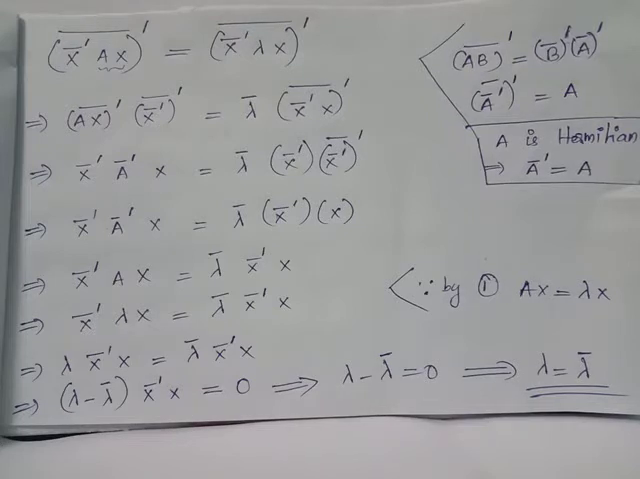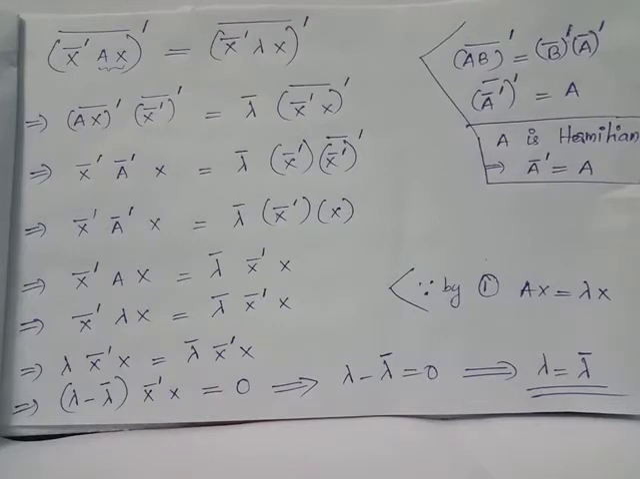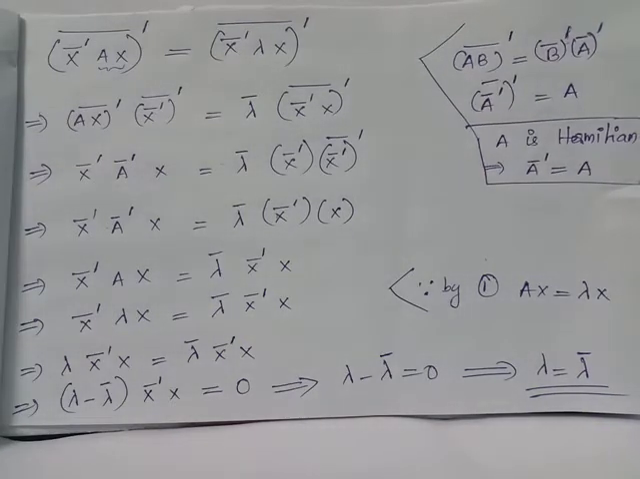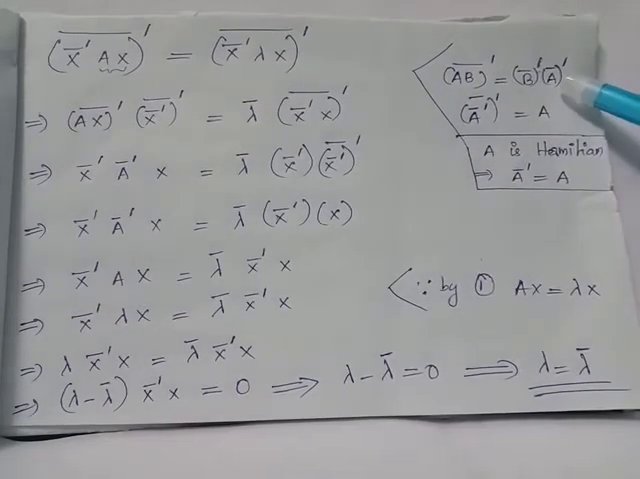We have studied reversal law for inverse of product of matrix, transpose of product of matrix, and adjoint of product of matrix. We studied that (AB) the whole inverse equals B inverse into A inverse. (AB) the whole transpose equals B transpose into A transpose. Adjoint of AB equals adjoint of B into adjoint of A. Similar reversal law applies for conjugate transpose operation as well. We have (AB) the whole conjugate transpose equals B conjugate transpose into A conjugate transpose.